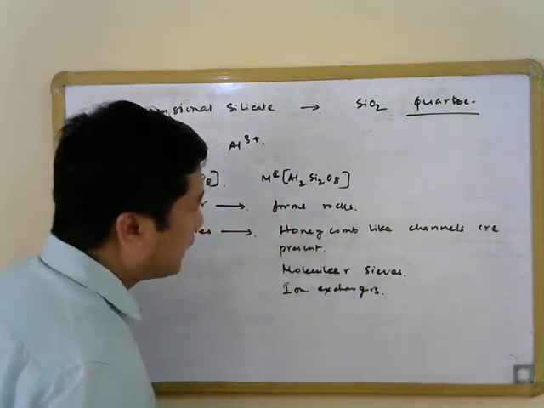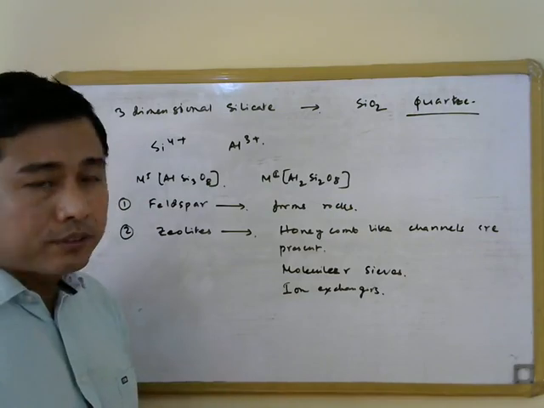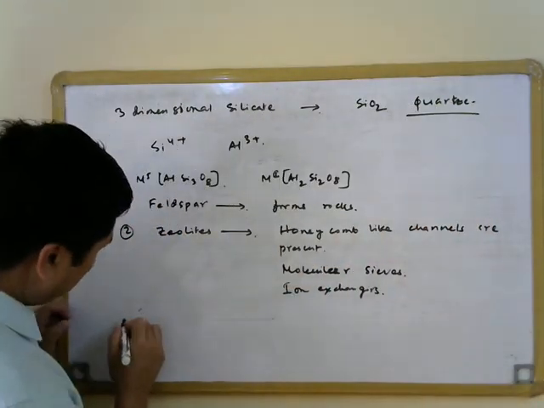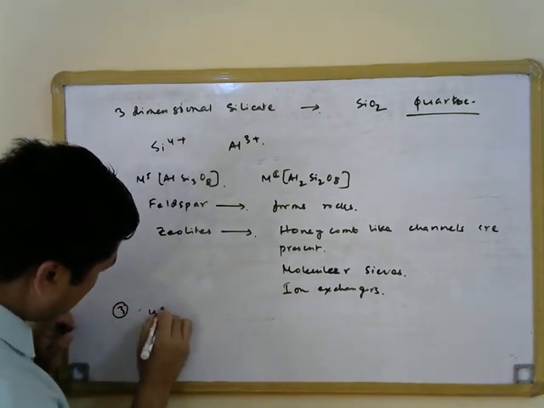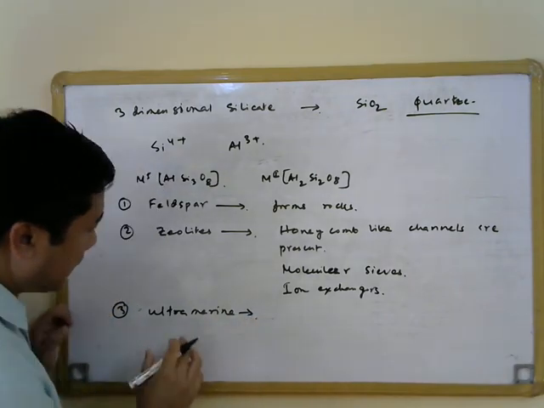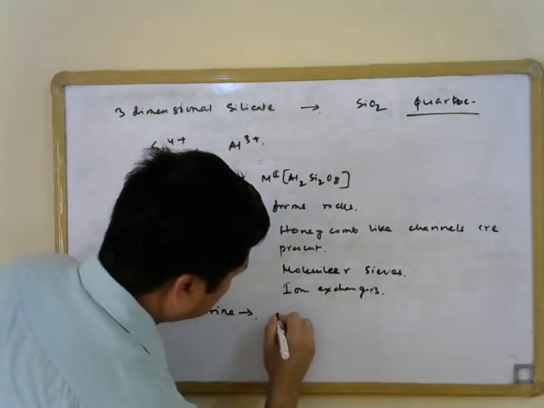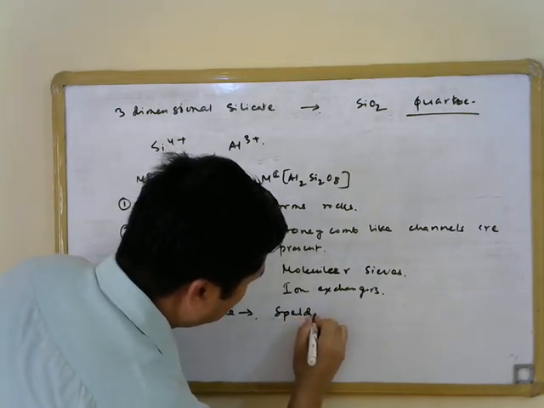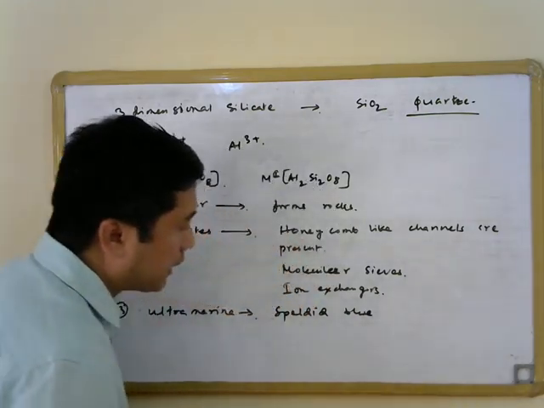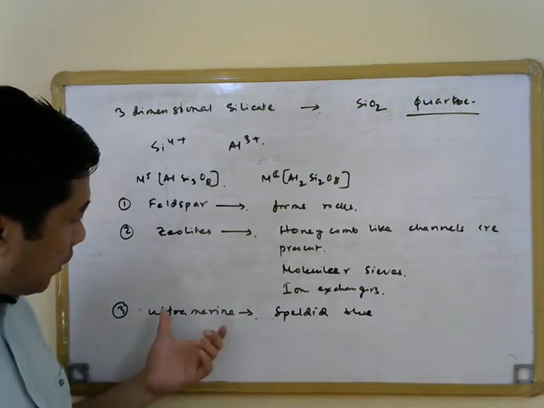So because of these reasons, zeolites have been studied quite extensively, because they have a lot of applications here. Apart from that, the third category is known as ultramarine. They are called ultramarine because their color is splendid blue. A very intense blue color is there for these minerals.